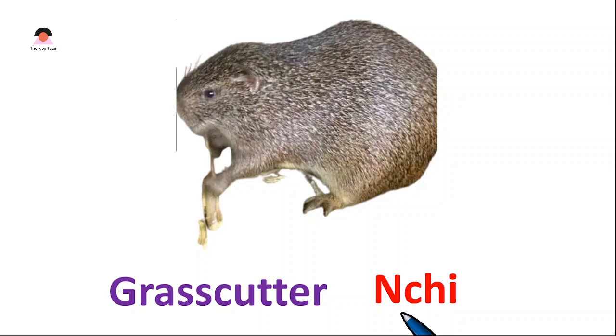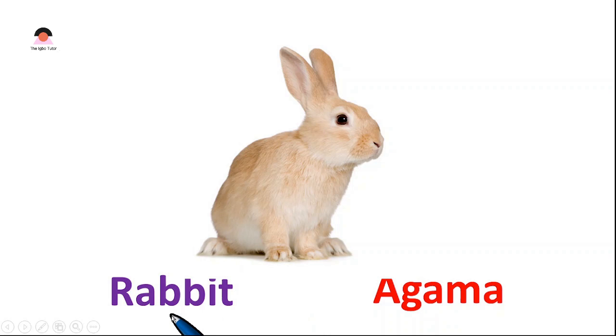So we have grass cutter next. We call it nchi in Igbo language. Nchi. Please listen to the sound. Nchi. Move on to the next. The next is rabbit. Rabbit is called agama in Igbo language. Agama, that is rabbit for you.